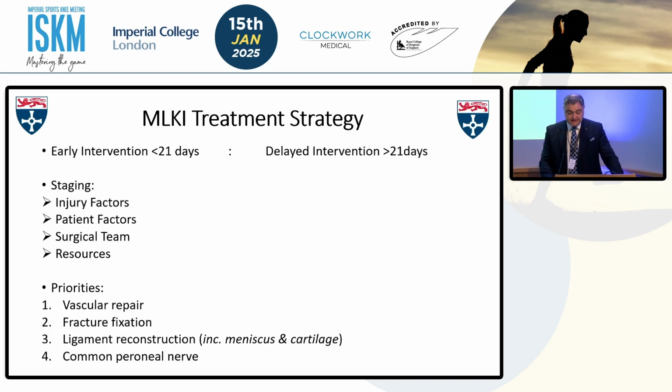But when you do get in, the priorities are, if there's a vascular injury, that takes priority. That trumps everything. Get the limb revascularized. If there is an associated fracture, you need a stable bony base to fix the fracture before you then intervene with the ligament reconstructions and also be attentive to the meniscus and cartilage injury.